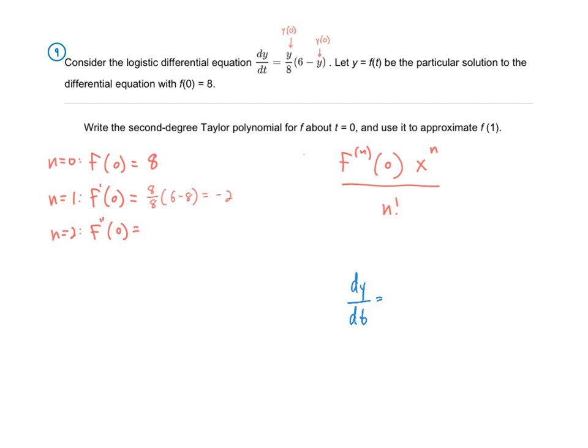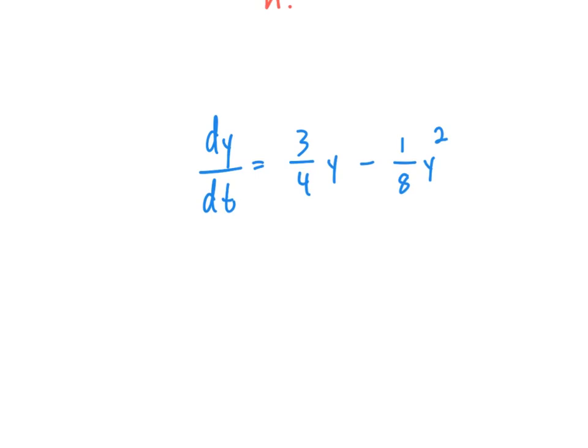And I'm gonna distribute the y over 8. So we'll get 3/4 y minus 1/8 y squared. Okay, so we'll take derivative both sides. Keep in mind we're taking derivative with respect to t for both sides, and there's no t's, there's just y's, which are functions of t.